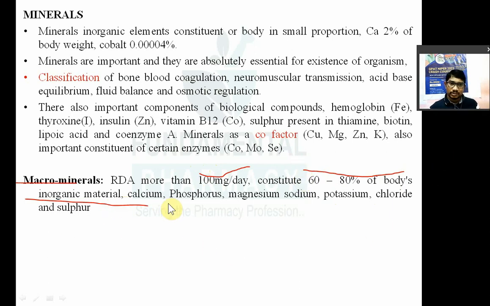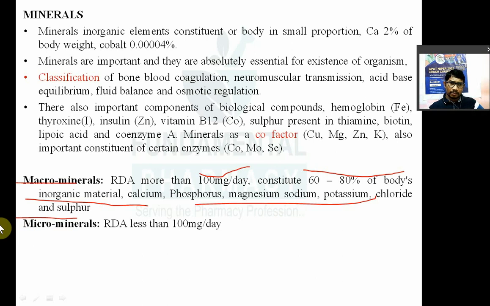In that you have calcium, phosphorus, magnesium, sodium, potassium, chloride, and sulfur. These are known as macro minerals. A question is often asked on this: which one of the following is known as a trace element, a macro element, or a micro mineral? Among macro minerals are sodium, calcium, potassium, chloride, sulfur, phosphorus, and magnesium, because they are required in large quantity, 100 milligrams per day. You eat salt, so from table salt you get sodium, chloride, and potassium. All these are present in different foods. These are macro minerals.